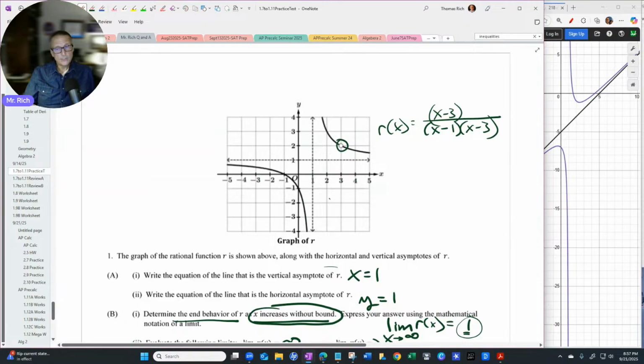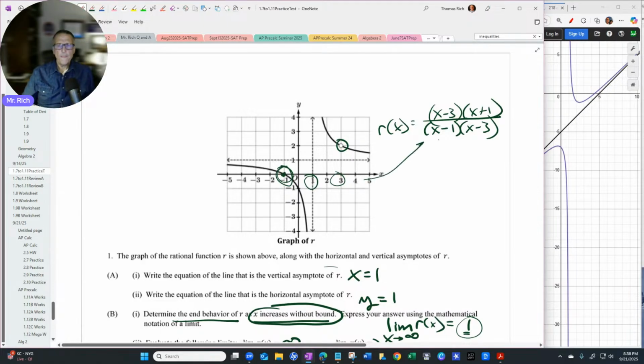And what else do we need? We also need to have a 0, an x crossing at -1. So that means I would put an x plus 1 on the top right there. So all three of those features, the x-intercept or the 0 at -1, the vertical asymptote at 1, and the hole at 3, they all correspond to parts of the function.